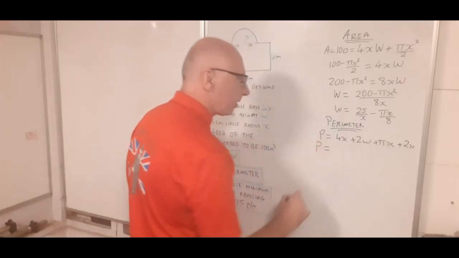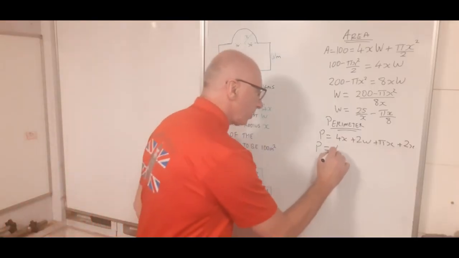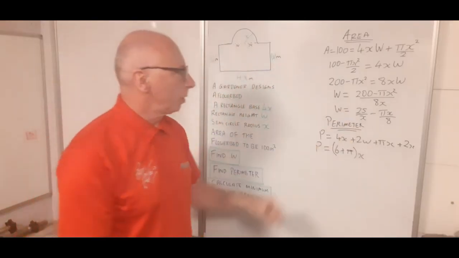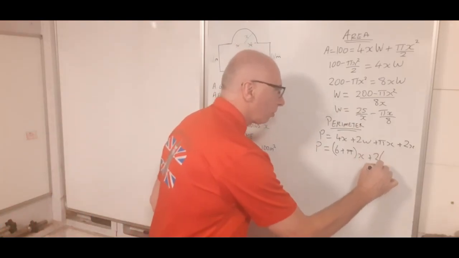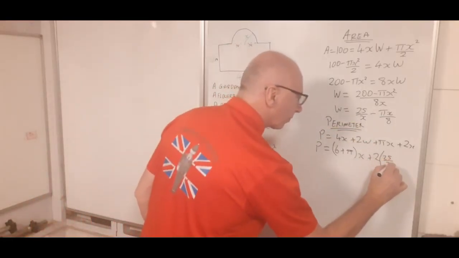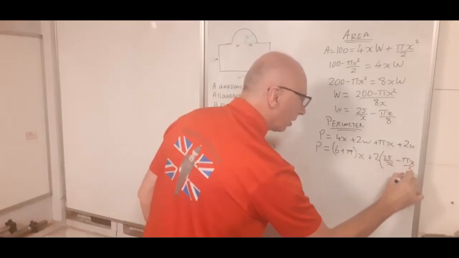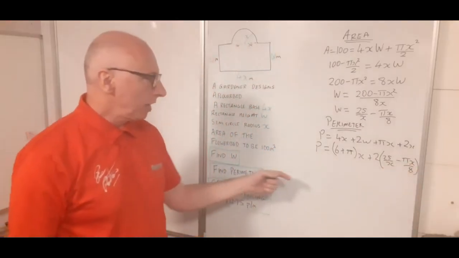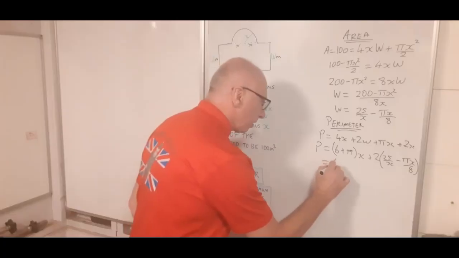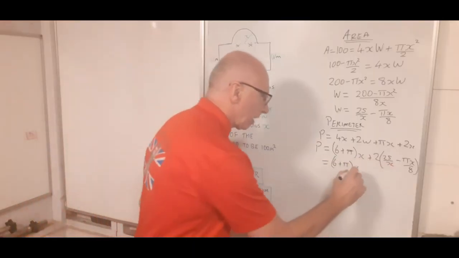So let's simplify this. So what have I got? I've got 4x, pi x, 2x. So basically I've got 6 plus pi times x, and then 2 lots of w, which is this: 25 over x minus pi x over 8. Okay, right, to make my life easier, I'm just going to multiply this out by 2. So then I've got 6 plus pi times x, then multiplied by 2, I've got 50 over x.